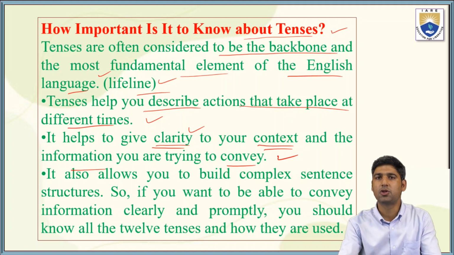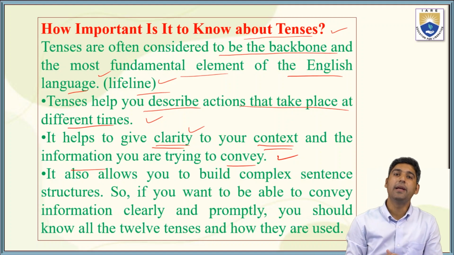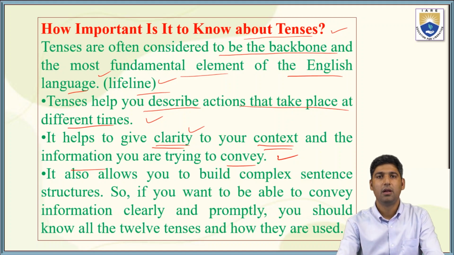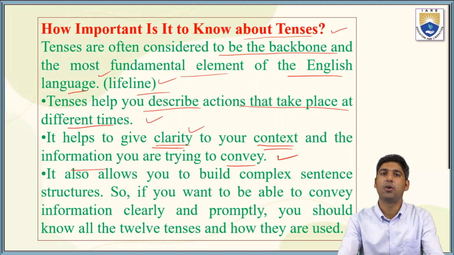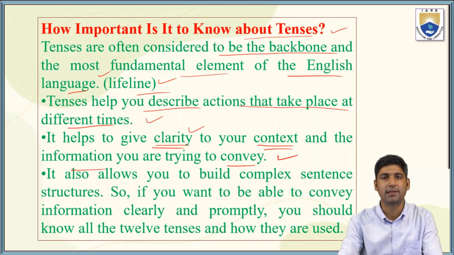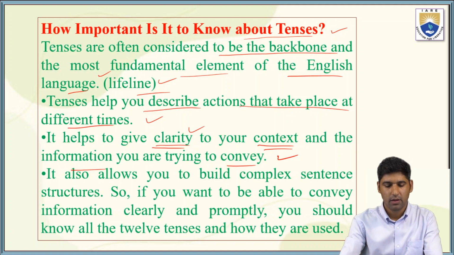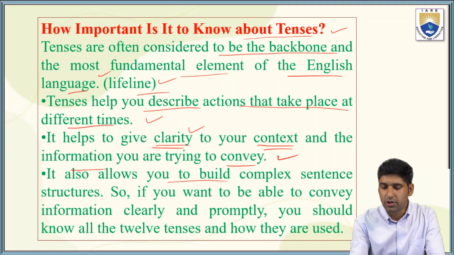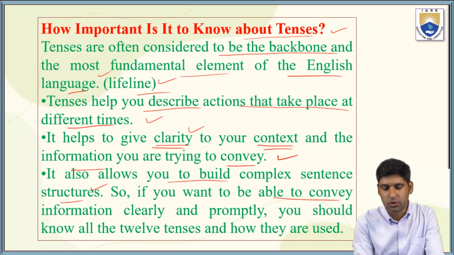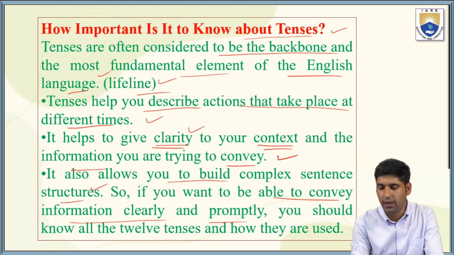So you may not be misunderstood by your listeners. Why? Because you are conveying the information according to the grammatical rules, within proper tenses. You are using appropriate forms of verbs when you convey your message, when you convey information. And it allows you to build complex sentence structures. So if you want to be able to convey information clearly and properly, you should know all the 12 tenses and how they are used.